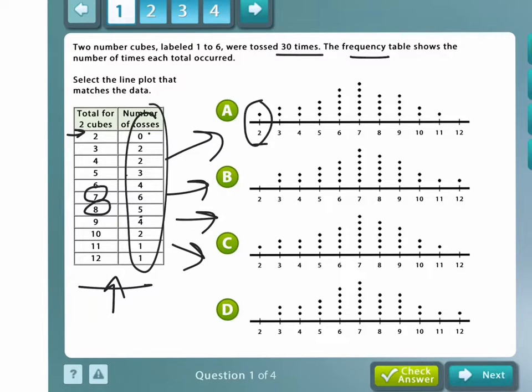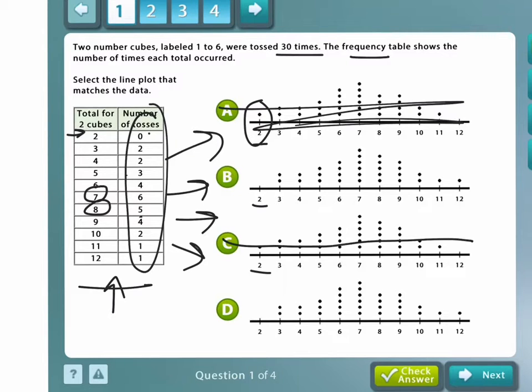This has 1 for the number 2, so that automatically makes this line plot not match the data. Number 2 has 0 here, number 2 has 1 here, so this one again also is out. Number 2 has 0 here, so that matches. So we're down to either B or D.